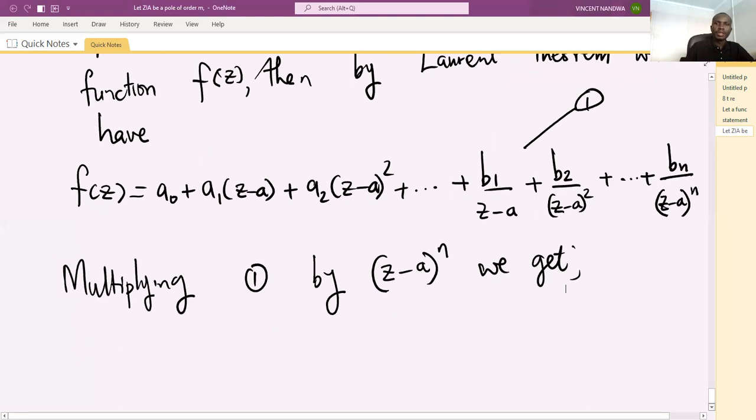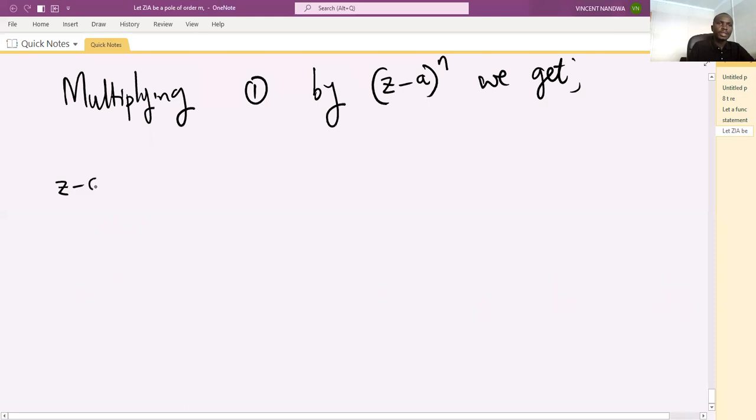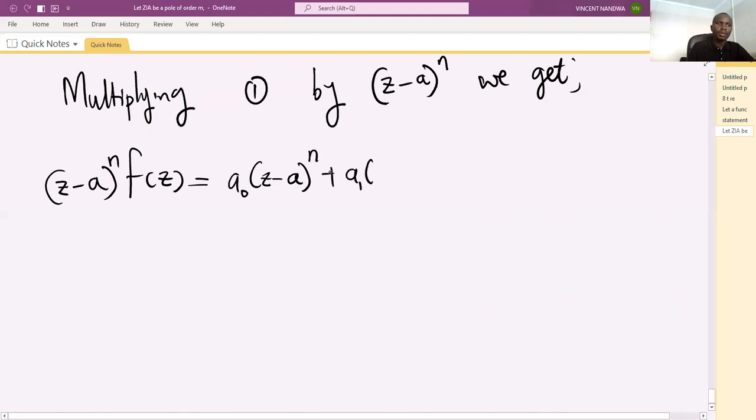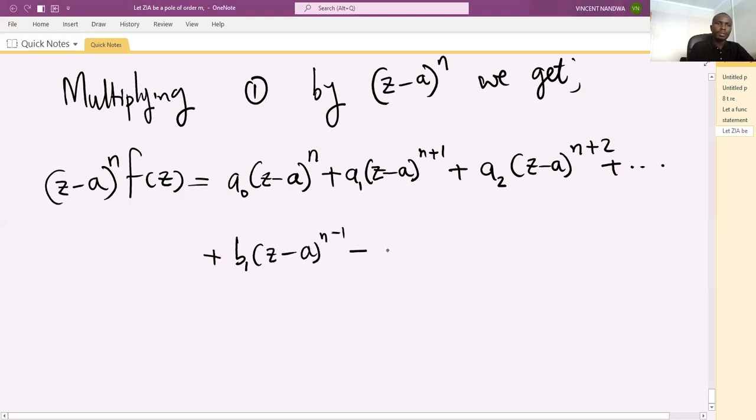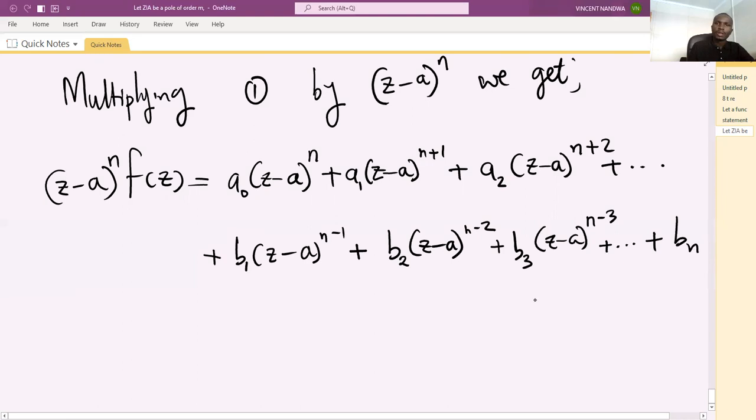I'm multiplying every term by (z minus a) power n, so we'll have (z minus a) power n times f of z given by a0 (z minus a) power n plus a1 (z minus a) power n plus 1 plus a2 (z minus a) power n plus 2, and then plus b1 (z minus a) power n minus 1 plus b2 (z minus a) power n minus 2 plus b3 (z minus a) power n minus 3, plus the last term will be bn. So let's call this one equation 2.